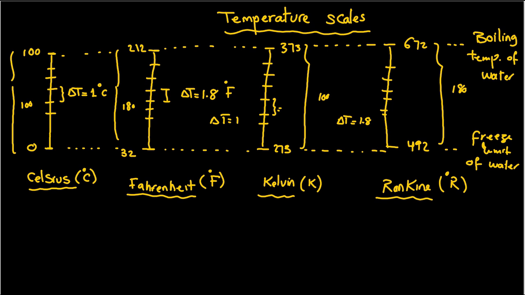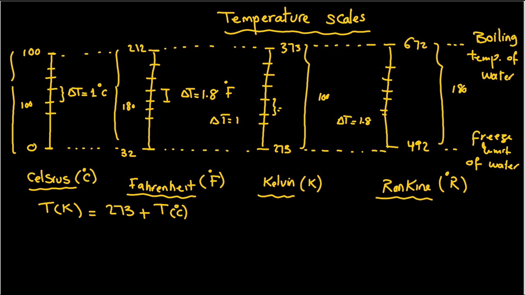So the question now is how to derive the relationship between these different scales. I think there is a very common relationship that almost everyone knows: the temperature on the Kelvin scale is simply 273 plus the temperature on the Celsius scale, right?